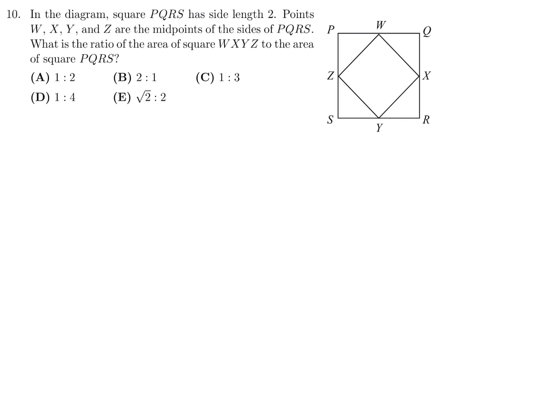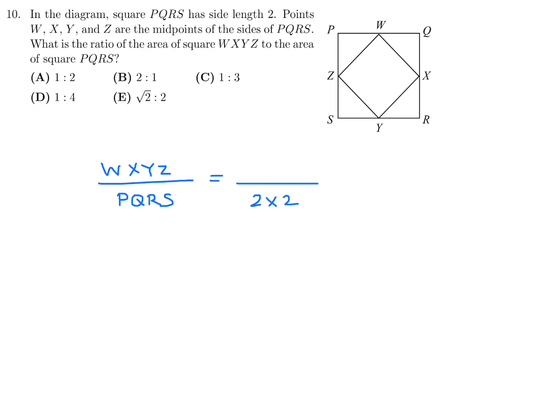In the diagram, square PQRS has side length 2. Points W, X, Y, Z are the midpoints of the sides of PQRS. What is the ratio of the area of the square WXYZ to the area of square PQRS? All right, let's label this. So they want WXYZ over PQRS, like that. Well, PQRS is easy. That's just 2 by 2 since it's a square with side length 2.